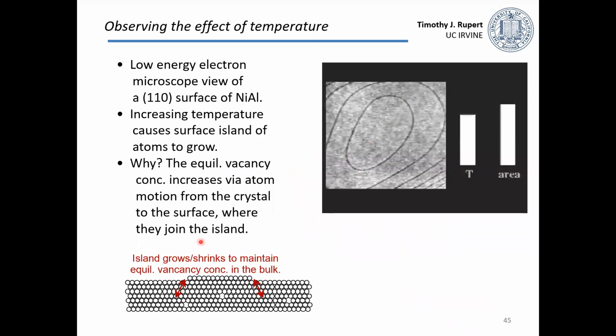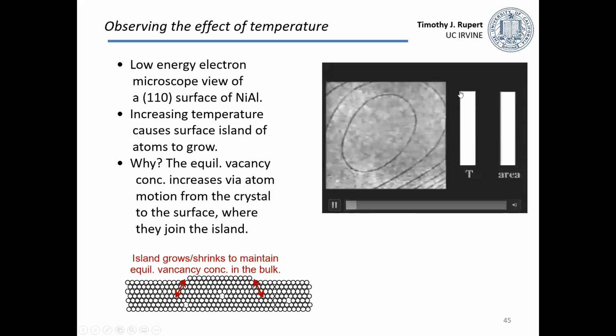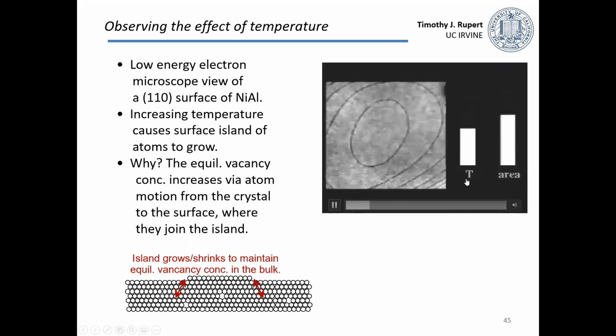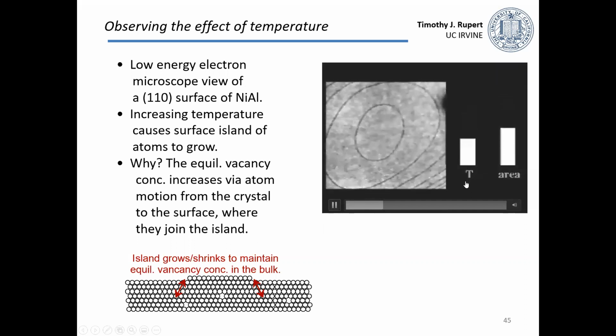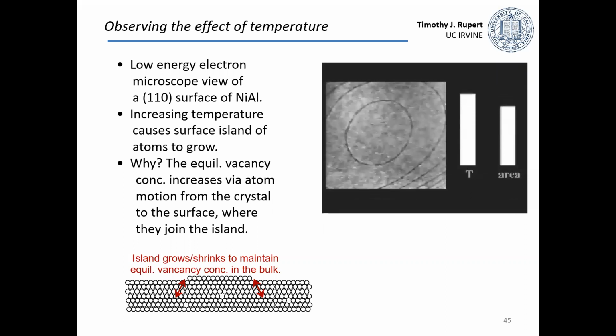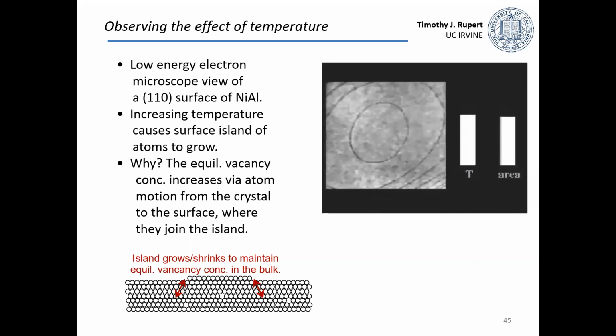One cool thing is that you can actually go and see this. This is a video taken. It's a low energy electron microscopy video of, this is nickel aluminum, and it's a specific surface of this. And what they're doing here is they're increasing the temperature and watching what happens to this surface island. And as you increase the temperature, you see that the island grows. As you decrease it, you see that it shrinks. Increasing it, watching it grow, decreasing, watching it shrink.